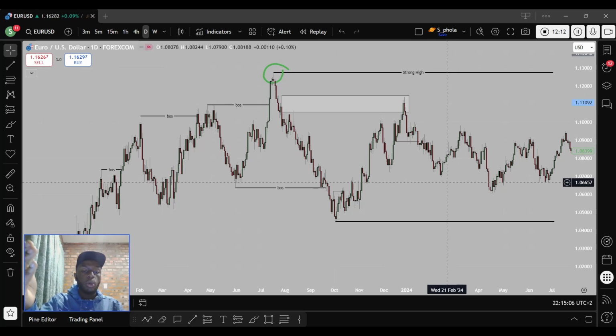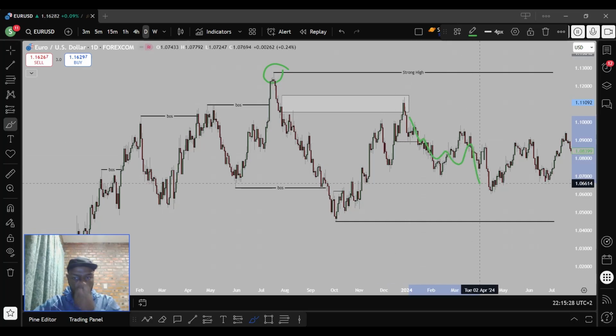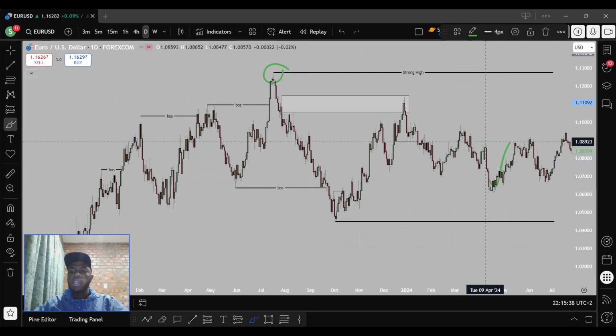Since we've gotten our pullback and we've mitigated something, we might be ready for what? Remember that utopian graph, the clean graph. We might be getting a continuation of the underlying trend, right? Then what happened? Price came down with a continuation. But now what happened again? Our internal gets broken again.